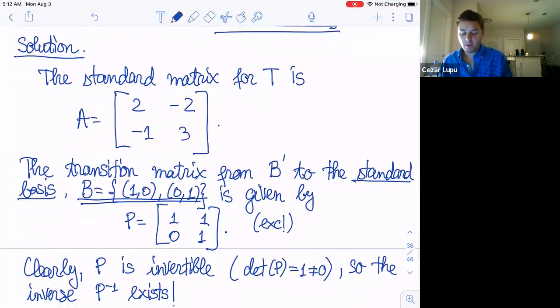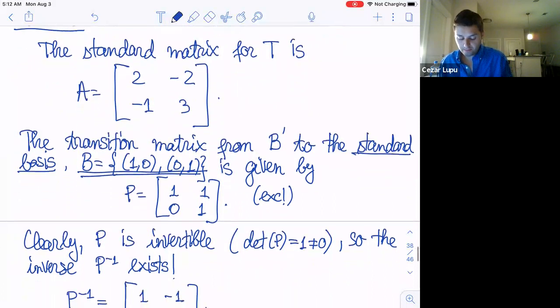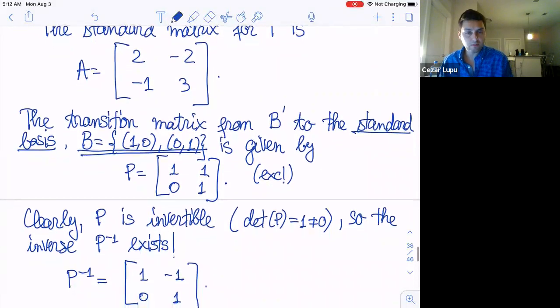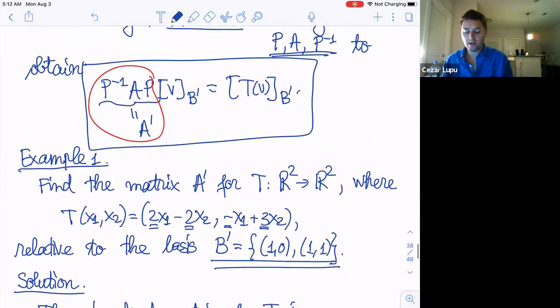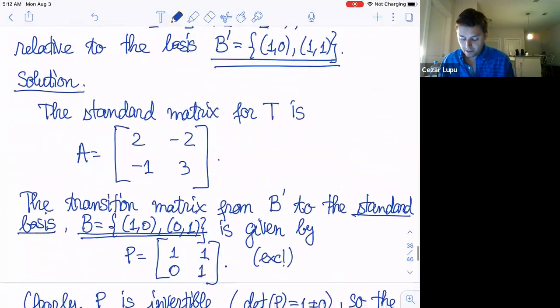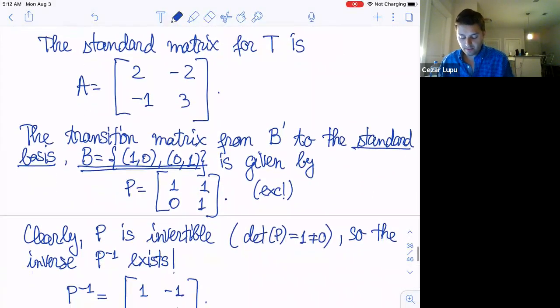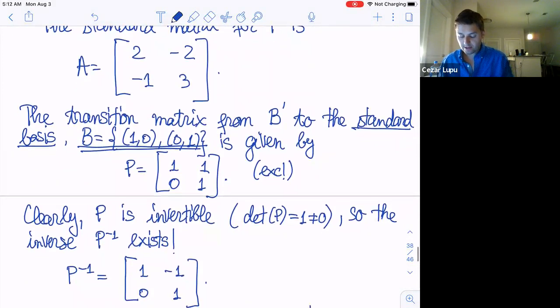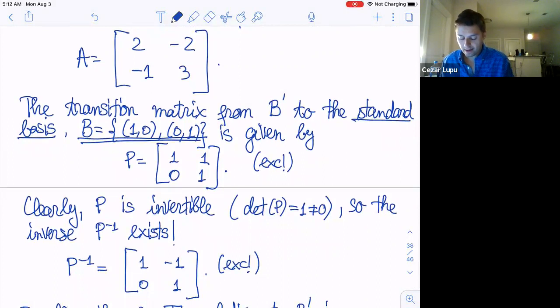Well, and now it's very easy to find A prime. Because we know that, if you go back and look here, A prime is nothing else than P inverse times A times P. So now that we know that the transition matrix P is invertible, we can find the inverse. And again, as an exercise, it's very easy for you to see that the inverse is given by this matrix here: 1, -1, 0, and 1.